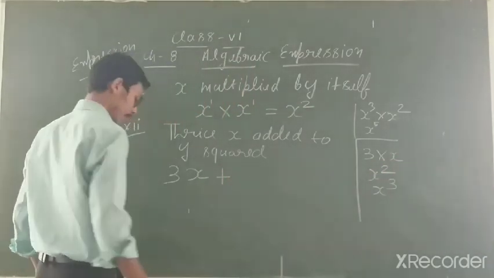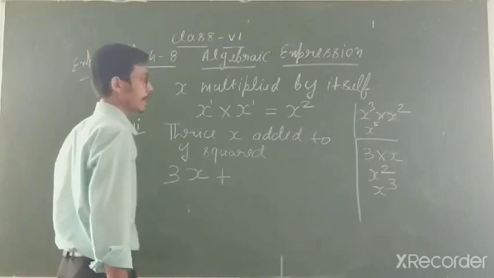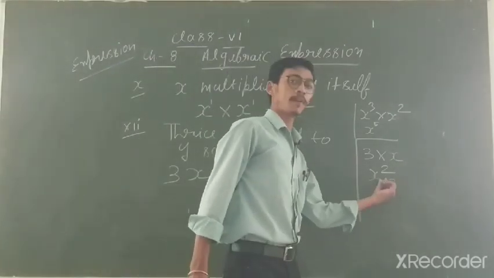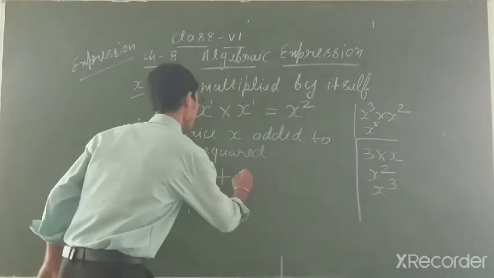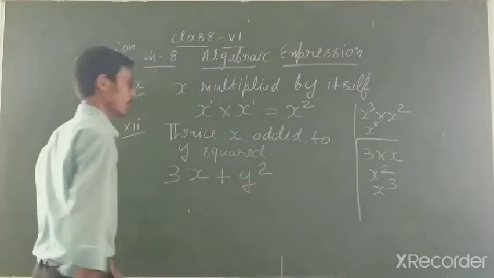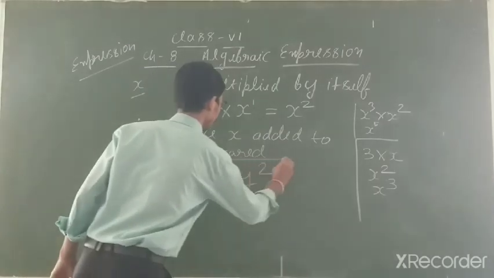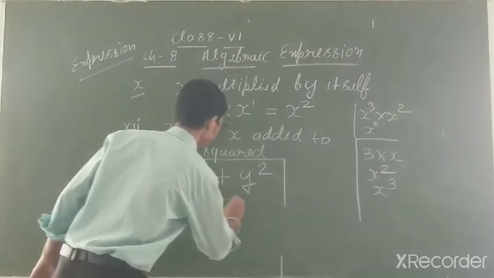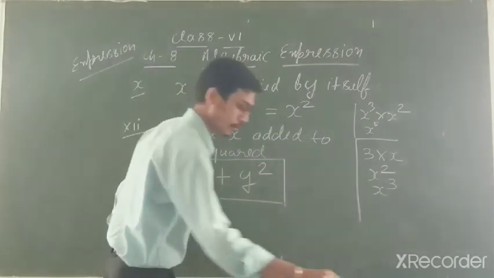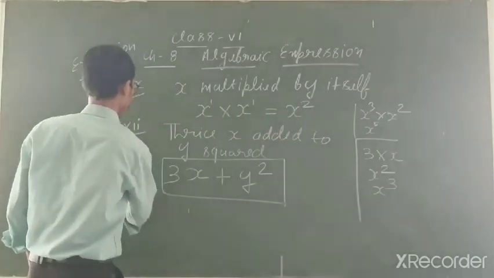Added to means plus sign of y squared, you know that what student? Y squared means y to power 2. Y cube means y power 3. So this is our equation. Clear students? I think this one is clear. Now move to the next question.